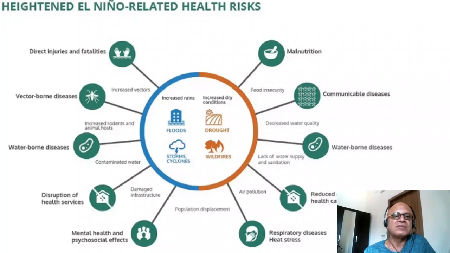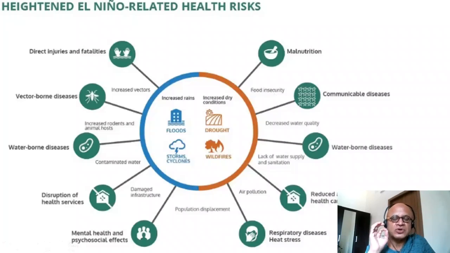We can zoom into timescales. This is heightened El Nino related health risks. I won't go through the details, but we know that El Nino shifts droughts and floods and storms and cyclones and wildfires and so on. So you have lots of direct and indirect impacts, vector-borne diseases, waterborne diseases, disruptive health services, respiratory diseases, and so on, and malnutrition as well, food security issues, communicable diseases, and so on.